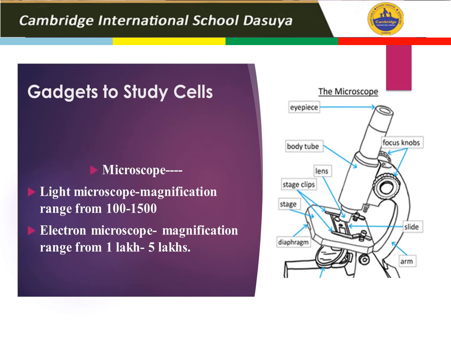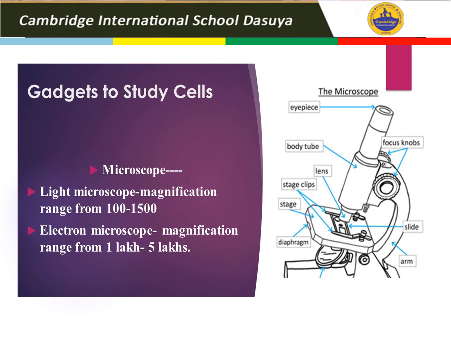Then the stage. It is a flat platform used for placing the slides under observation. Then there is the stage clip, that holds the slides in a proper place. Base provides stability and support. Then the power switch, the main power button that turns the illumination on and off in a light microscope.